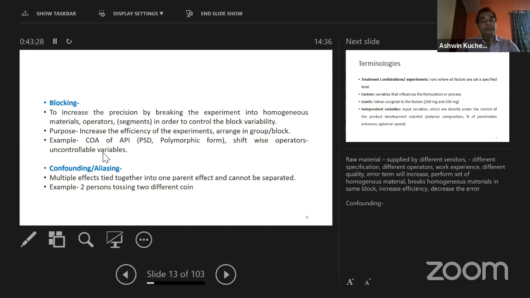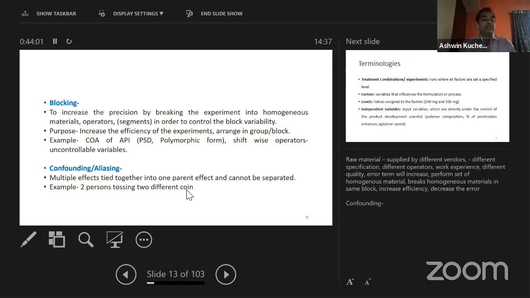The fourth principle is confounding and aliasing. These are multiple effects that are tied together into one parent effect. This is considered when you are using two different excipients with the same property, and you are getting a synergistic effect, and we are not able to identify whether this property or that impact on the response is because of either one or both of these two excipients. So that is a parent effect, but that cannot be separated.